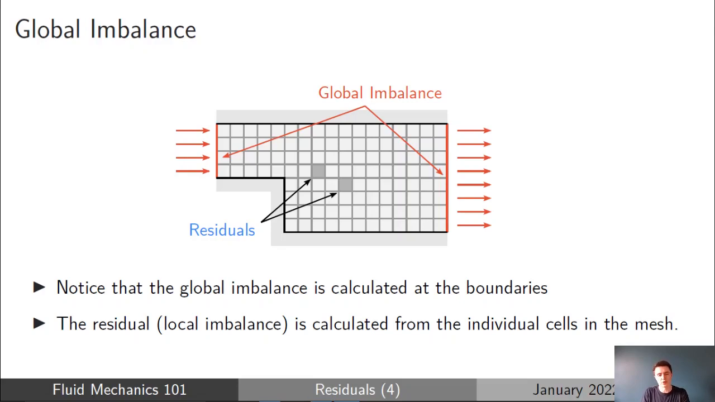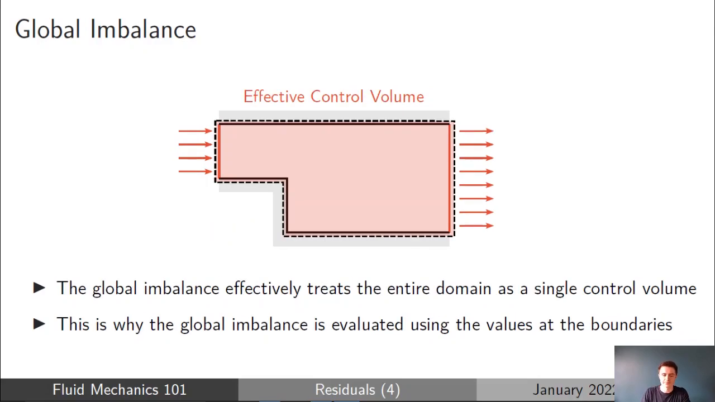Whereas with a residual, what we're doing is looking at the local imbalances for all of those cells or all of the pieces inside the domain, and then taking a representative value using the L1 norm, the L2 or the L infinity norm, for example, to get a kind of average of how the local imbalance is varying through all of the pieces of that mesh within the boundaries. So that's a nice way of thinking about it. You've got the global imbalance, which is looking at the boundaries, and then the residuals, which are looking at the inside part of what's happening in the mesh.